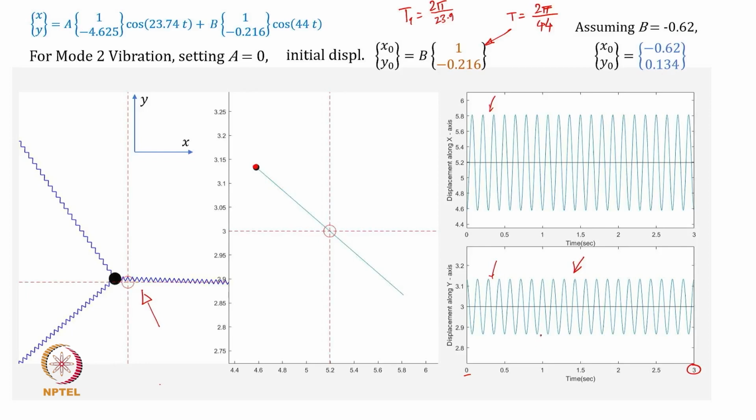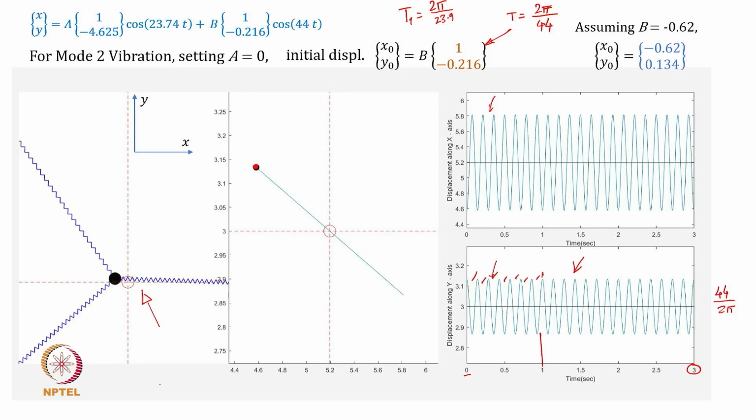You can see that if you just count the number of cycles up to this point, this 44 radians per second divided by 2 pi is roughly about 7 hertz or 7 cycles per second. You can see 1, 2, 3, 4, 5, 6, 7 cycles are getting completed in 1 second. So it is matching with the numeric value of the second natural frequency that we have obtained.